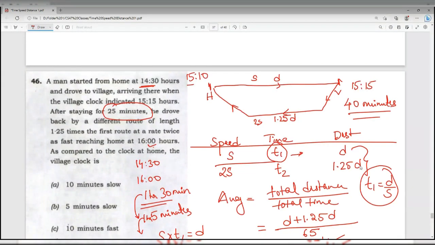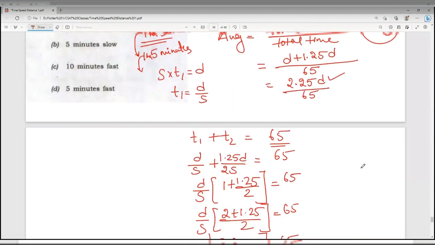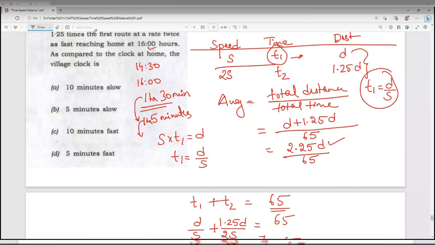So in his home clock, he had taken 40 minutes. So from 14:30, he had traveled for 40 minutes to reach the village. So the home clock would have shown 15:10, but in the village it was showing 15:15. It is 3:15 instead of 3:10. So the village clock is 5 minutes faster than the home clock. I hope you have cleared this. I think this average was not necessary. Let's remove this part.